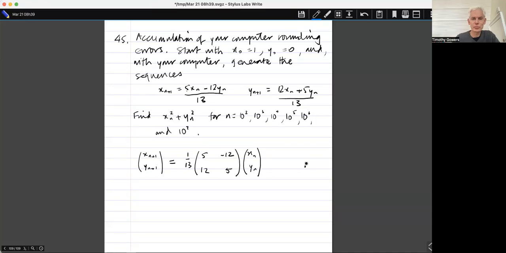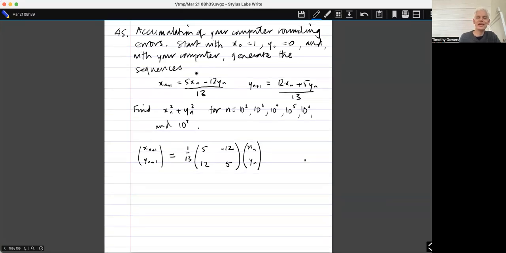I'm so weirded out by that I'm actually going to work out what happens if I stick in what x1 is. So x1 is 5/13 and y1 is 12/13. And so if I took x1 squared plus y1 squared, I'm going to get 1. Okay, I don't think there's much more point. Why does it say accumulation of computer rounding errors? I don't know. The next question.